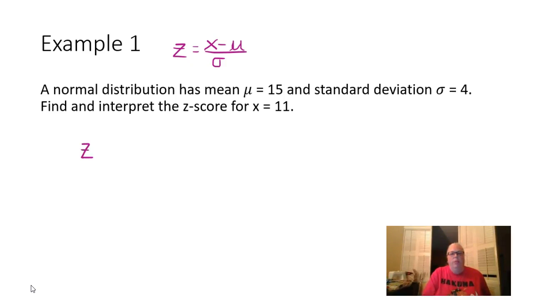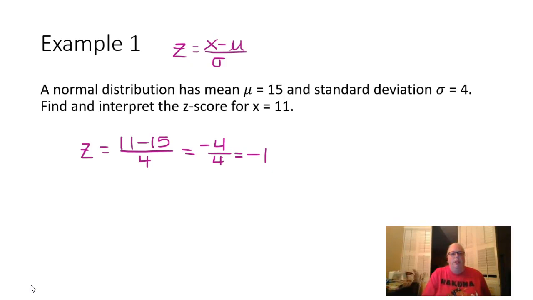All right, let's fill in our parts. X, they tell us, is 11. Mu, they told us, is 15. Sigma, they told us, is 4. 11 minus 15 gives us negative 4. And negative 4 divided by positive 4 gives me negative 1. So the z-score is negative 1.